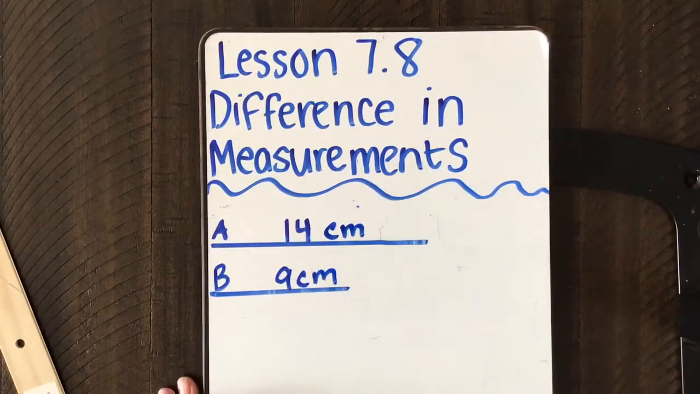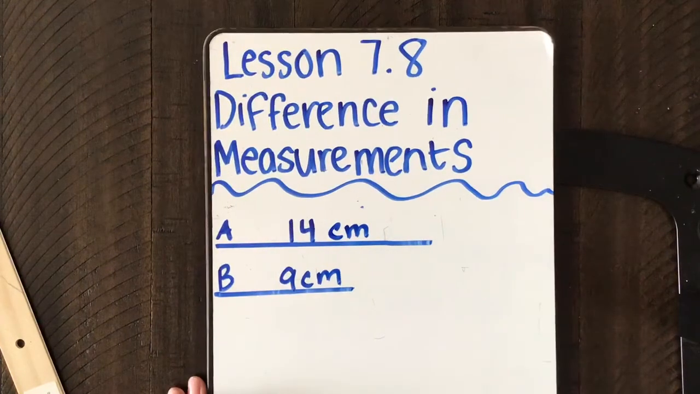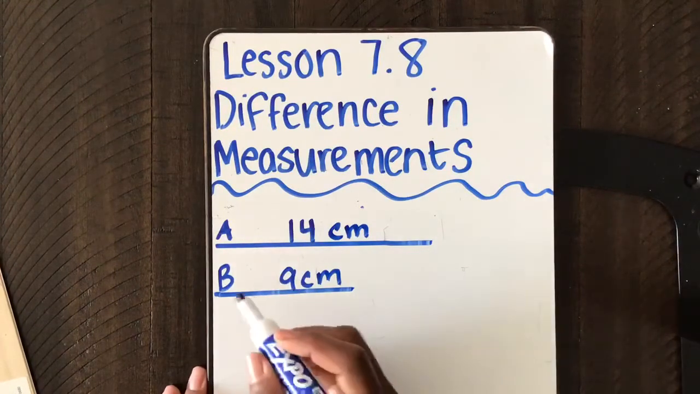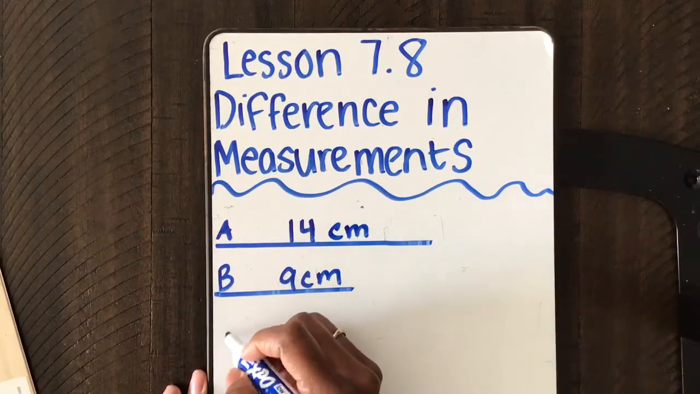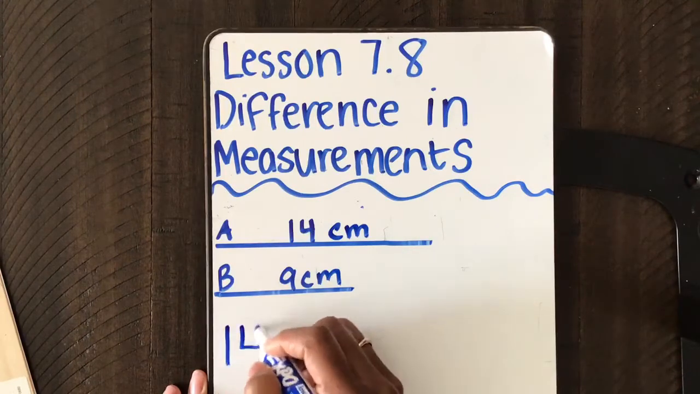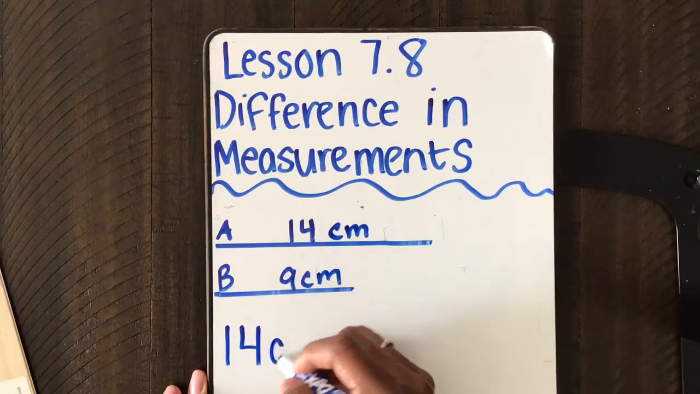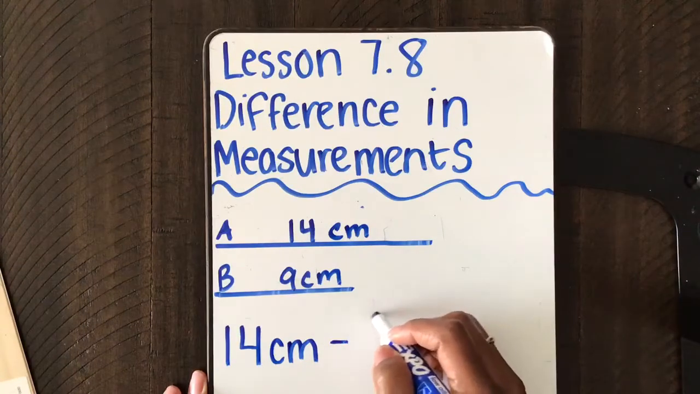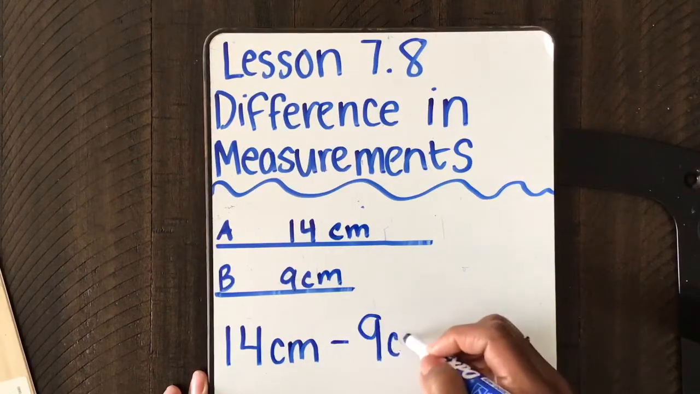So the next step that I'll do is I'll write my subtraction sentence. And when I do that, I always start with the larger number. In this case, the larger number is 14. So I will write 14 centimeters minus 9 centimeters.